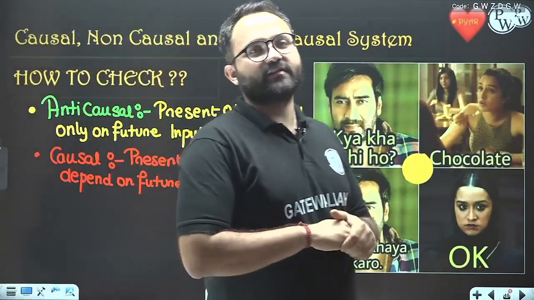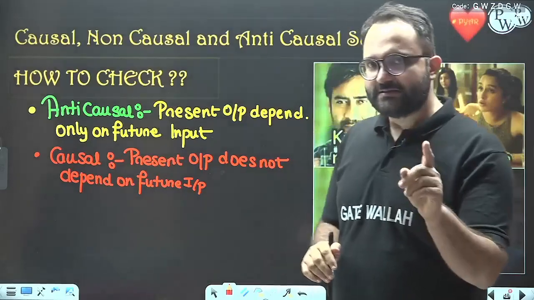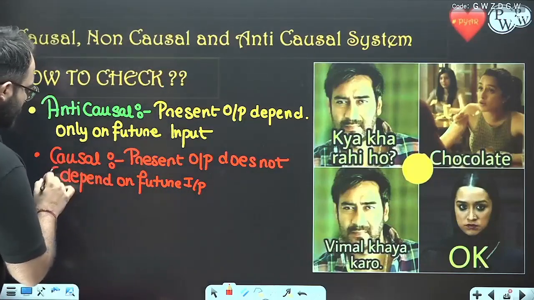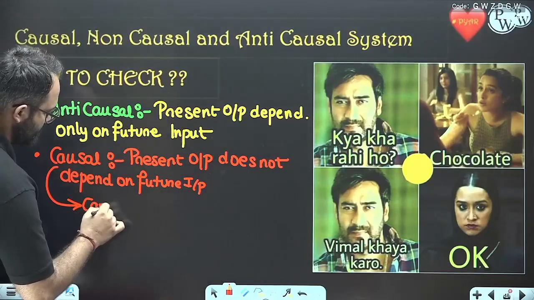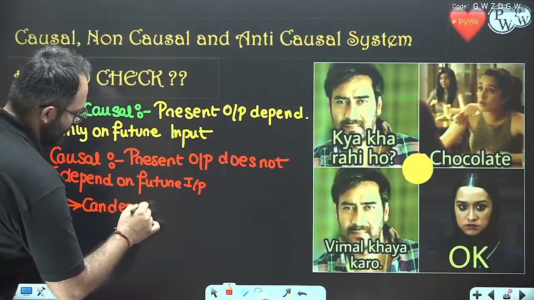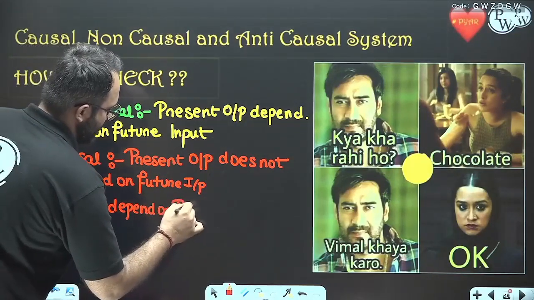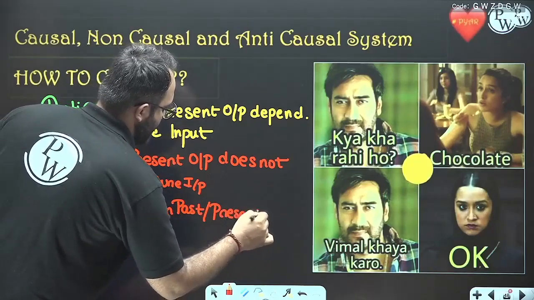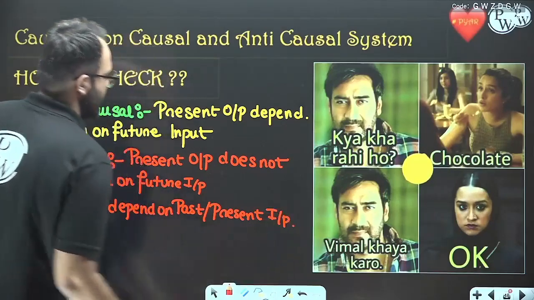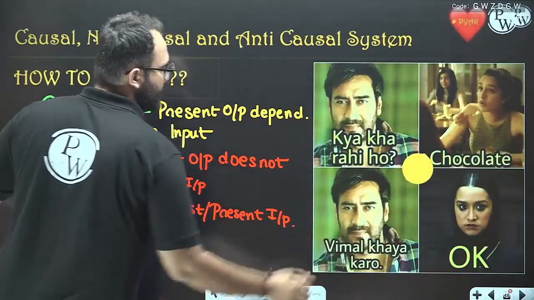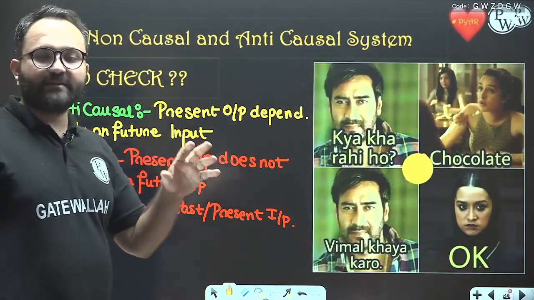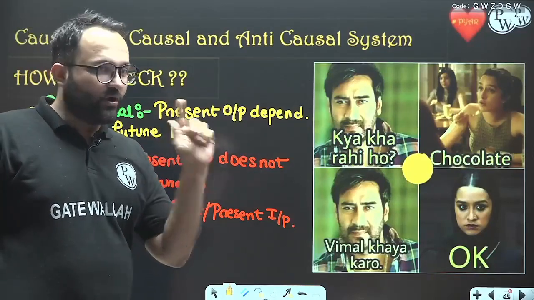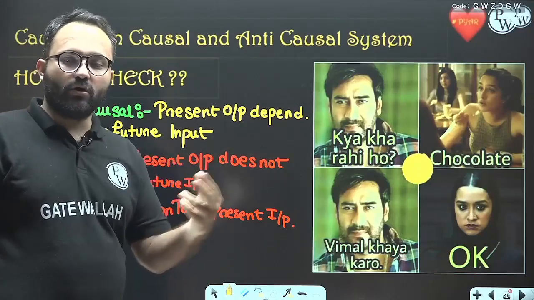This means that in case of a causal system, it can depend on past or present inputs. Great. Anti-causal means the present output is dependent only on future inputs. Second, causal: it will not depend on the future, rather it will depend on past or present.